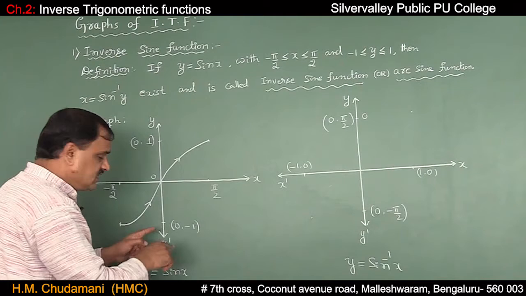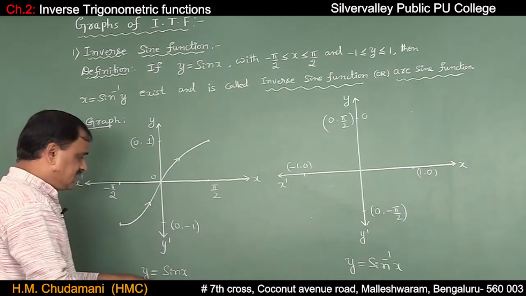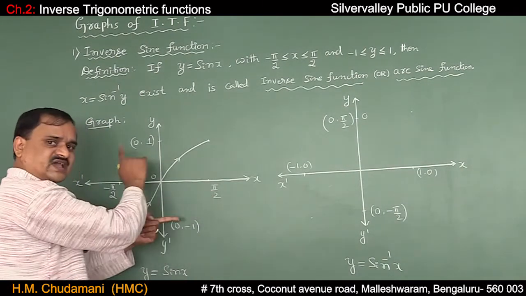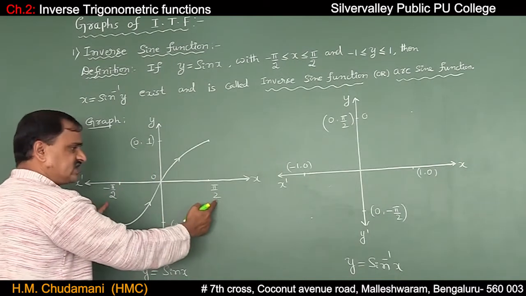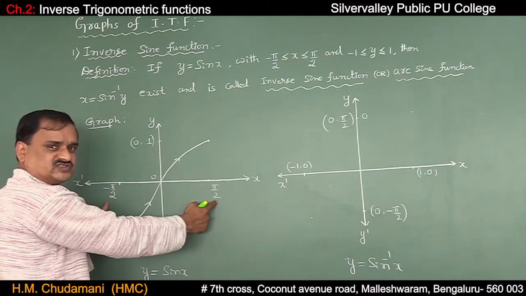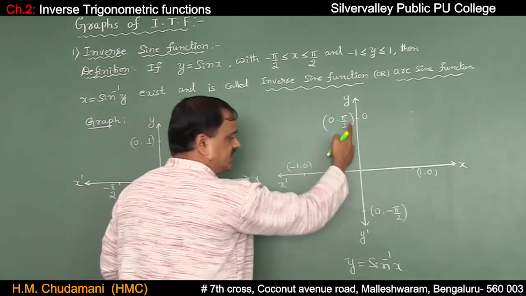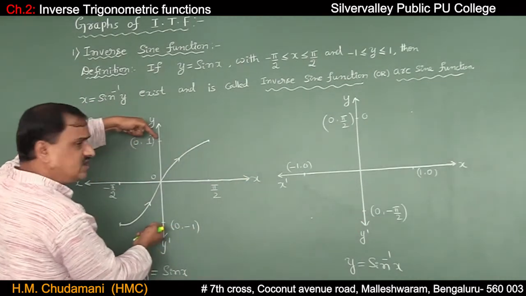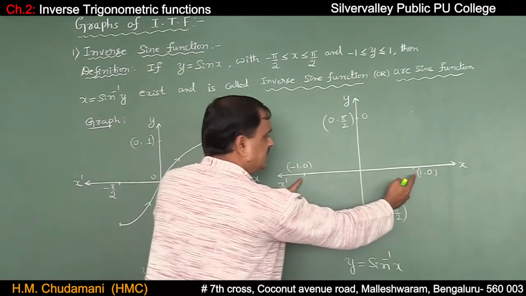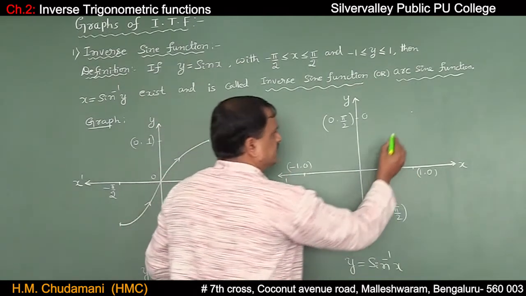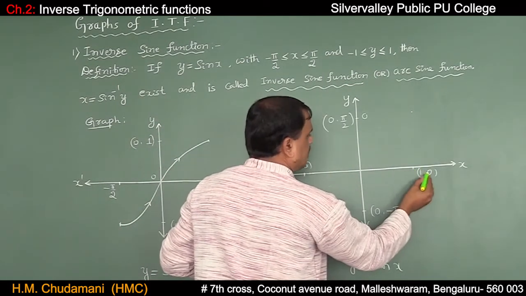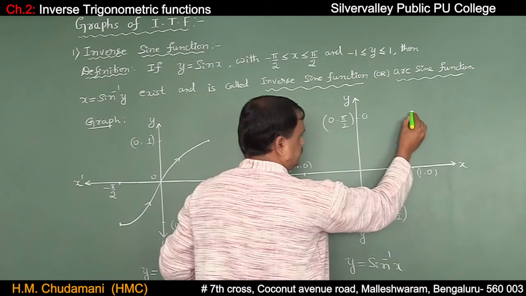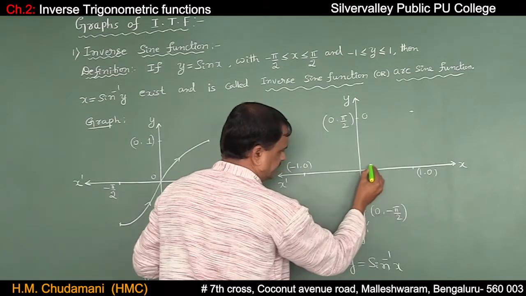This is the graph of y is equal to sin x. To get the inverse of the sine, you just interchange the x axis and y axis. On the x axis, minus pi by 2 comma plus pi by 2 becomes pi by 2 comma minus pi by 2 on the y axis. On the y axis, 1 comma minus 1 comes on the x axis. Look at this: 1 comma 0, 0 comma pi by 2, just like this.